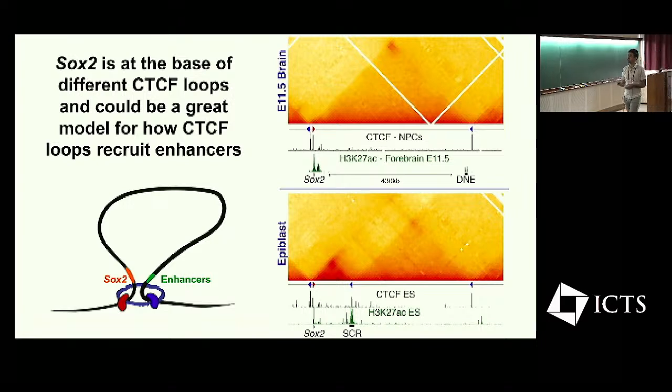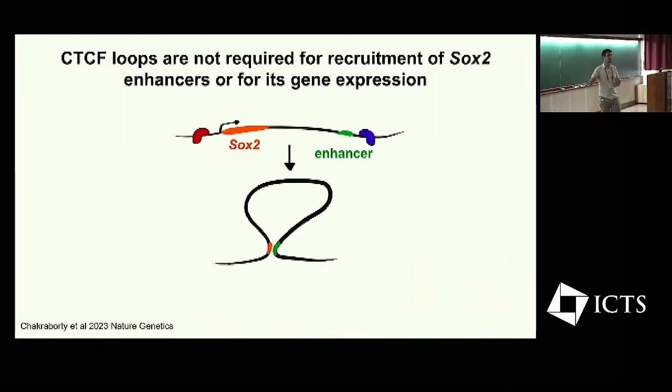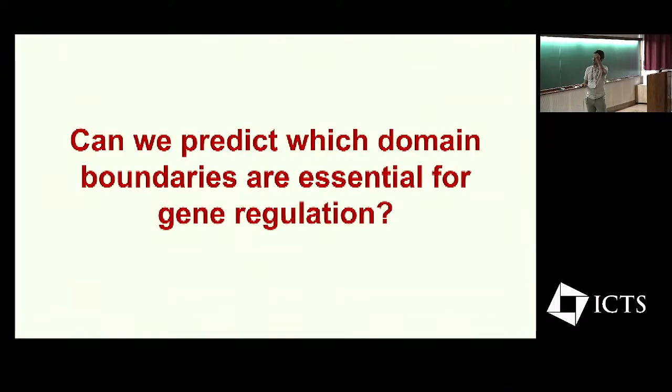by CTCF. But when we removed CTCF in all these tissues, we never saw any effect on SOX2 expression. So at least in these cases, CTCF is not required at all to recruit these distal enhancers, and the enhancers find their way to their target genes through different mechanisms. As I'll show you in a little bit, this does not mean that CTCF never plays a role in enhancer recruitment.